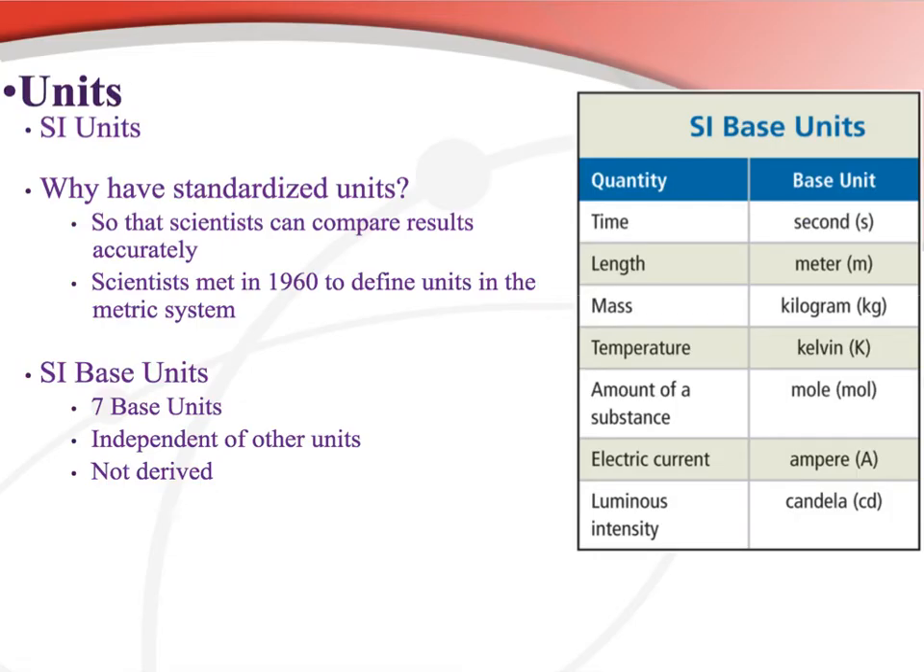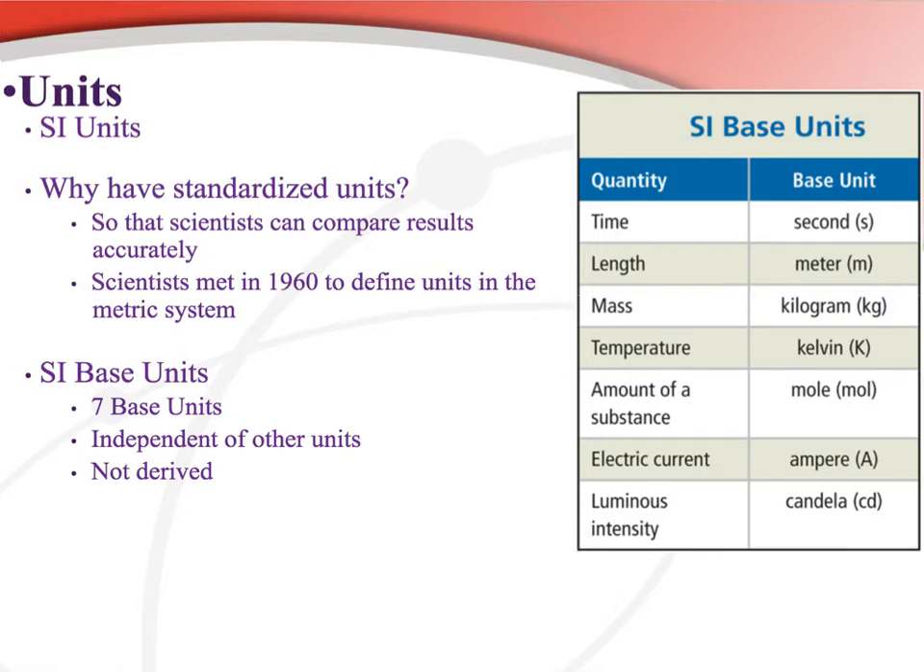It's important in science to have standardized units, so that scientists can compare results accurately from one part of the globe to another. If everyone's definition of what, say, a meter was were different, it'd be very hard to compare our results. And so in 1960, scientists met to define the terms in the metric system, to give us some standard definitions of what they were. There are 7 base units of the metric system: time, length, mass, temperature, amount of substance, electric current, and luminous intensity.